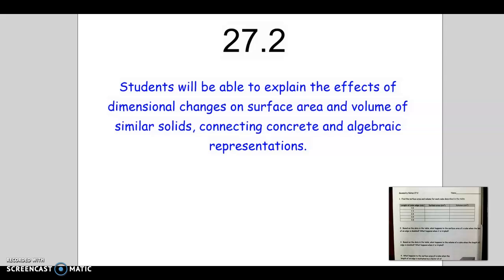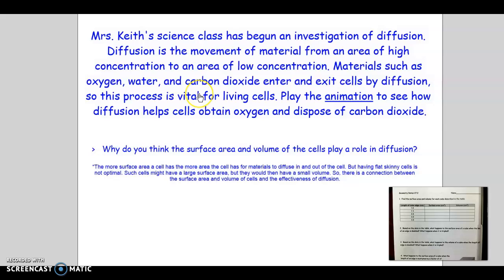This is the second lesson in topic 27. We're going to be able to explain the effects of dimensional changes on both surface area and volume of two solids that are similar. And so we are looking at Mrs. Keith's class to begin with, who has begun an investigation on diffusion.